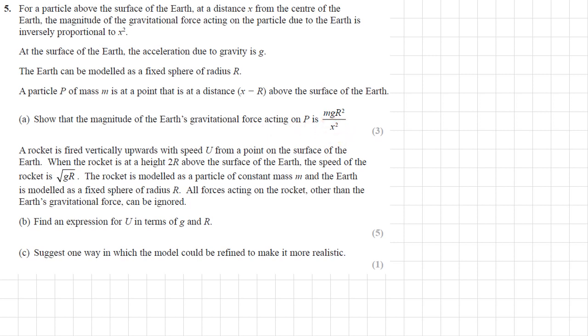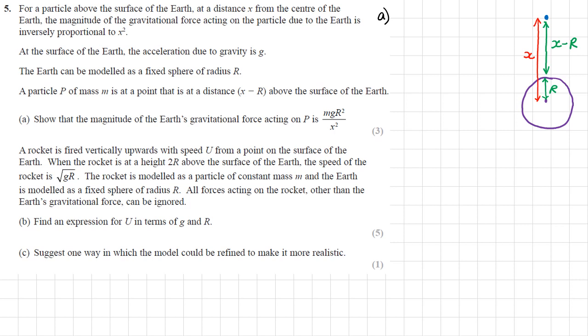So the first thing I want to do is just a diagram showing what's going on. Here, this is the Earth. This is the centre of the Earth, that little dot. The radius of the Earth is r. And then we have this particle that's above the Earth's surface, up here. The distance from the particle to the surface of the Earth is x minus r, which means the distance of the particle to the centre of the Earth, this distance here, will be x.